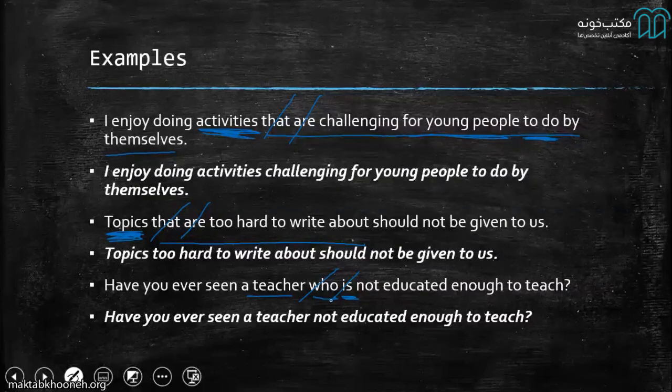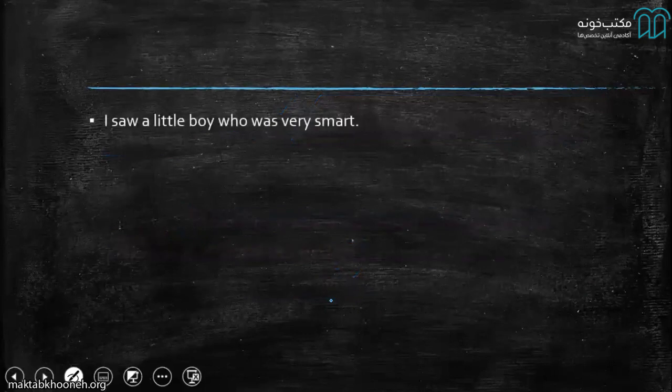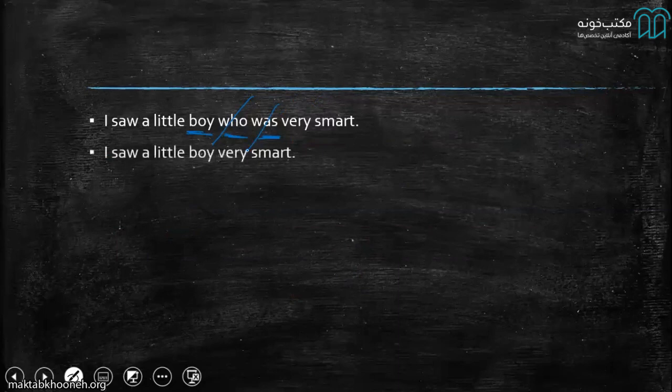Now, lots of things could go wrong. Let's look at some things that could go wrong. For example, a sentence like this: I saw a little boy who was very smart. So I have boy, and I have who, and I have was. So technically, I'm supposed to be able to just remove the who and the was, and the sentence will become like this: I saw a little boy very smart. It doesn't make sense. Yes, it's the same rule. Everything is the same, but it just doesn't make sense.